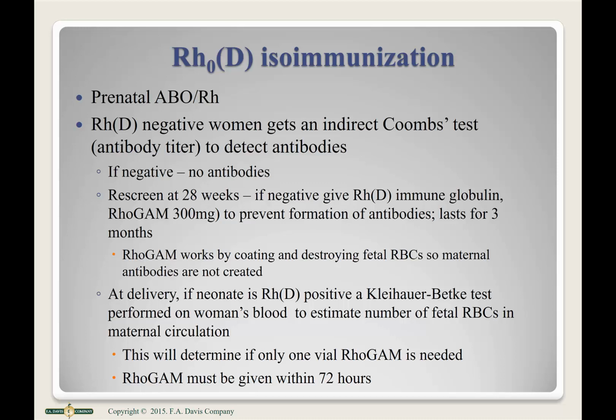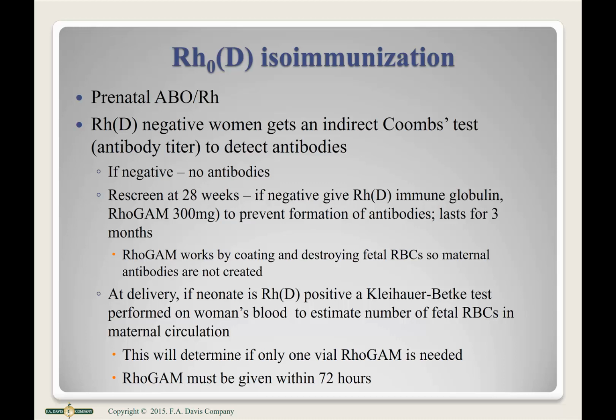But a previous experience or previous exposure is when she produces those antibodies. Okay. So we're going to do this indirect Coombs test. If that test comes back negative, then she hasn't produced antibodies. Okay. So great. Life is great. And we're going to go forward with her pregnancy. And then at 28 weeks, we're going to rescreen her to see if she has produced any antibodies.